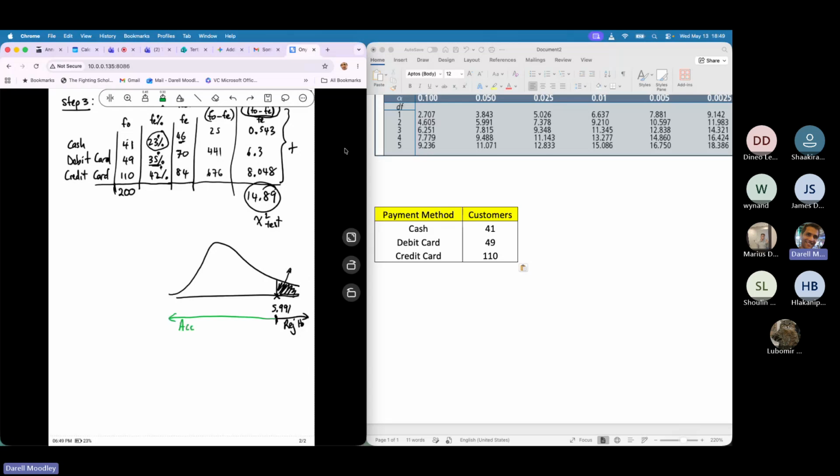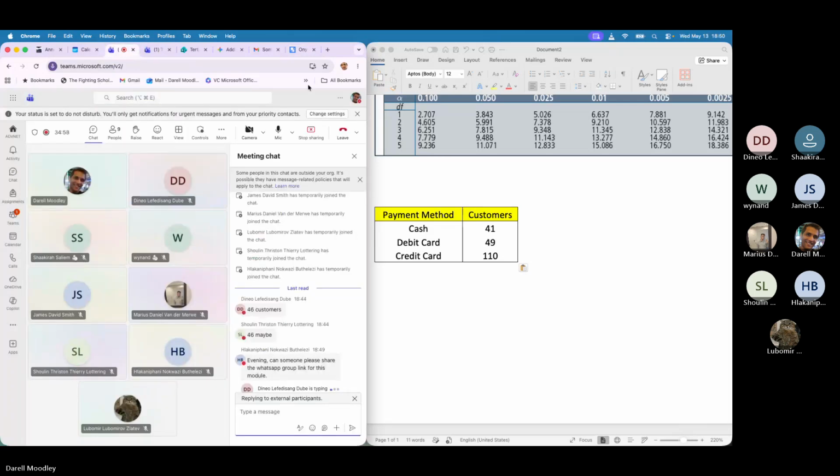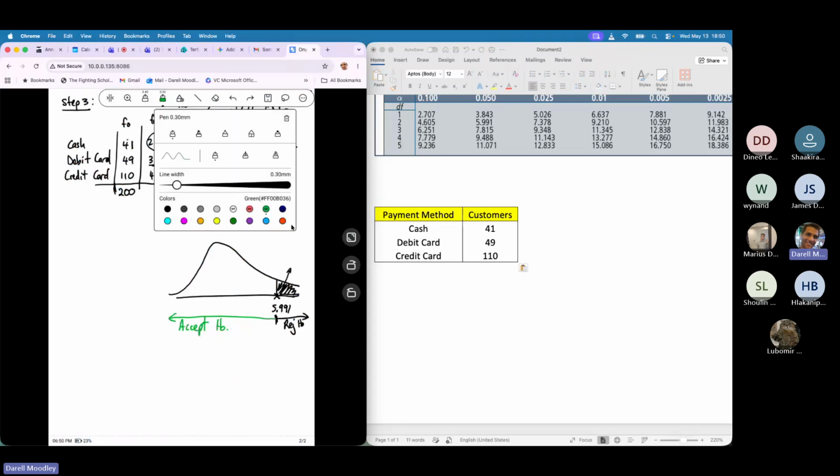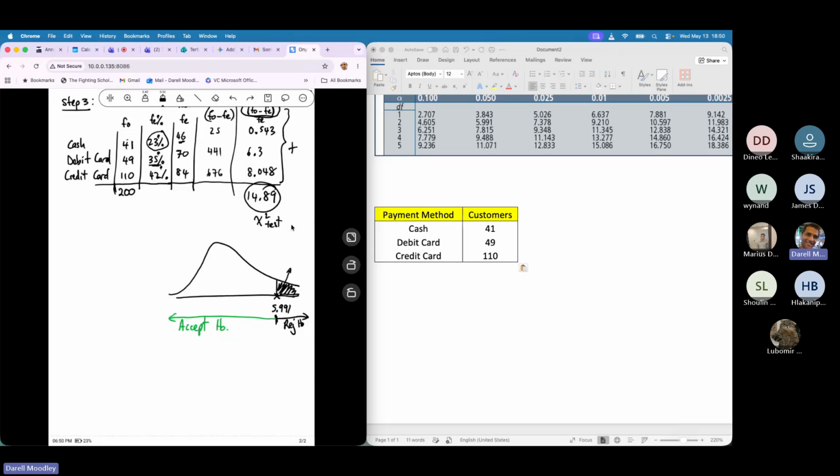So what do we conclude from what we found in step 3? Do we accept or reject H0? Anyone wants to give it a bash? Okay, so the question is, do I accept H0 or reject it? And I'll write it out again, the H0, so we can make our conclusion.